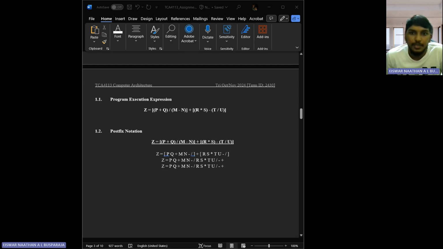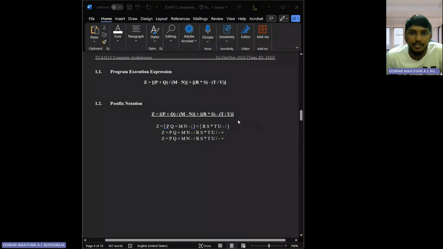Z equals P plus Q divided by M minus N plus R multiplied by S minus T divided by U. Firstly, convert P plus Q to PQ plus, and then convert M minus N to MN minus. Divide the two results, that means PQ plus and MN minus.